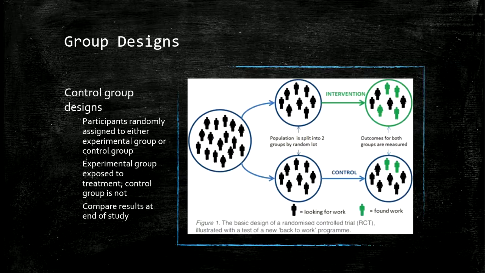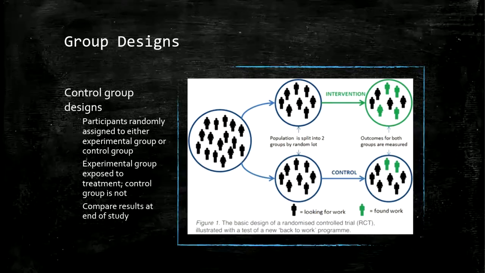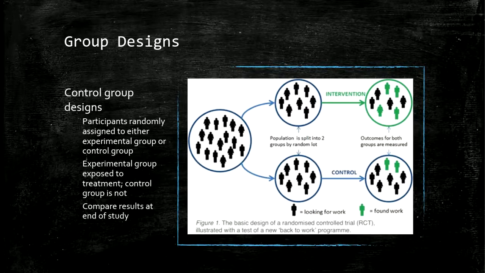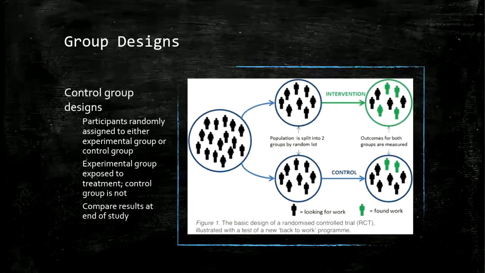So the first type of experimental research we'll talk about is group designs, specifically control group designs. Here, participants are randomly assigned to either the experimental group or the control group. The experimental group is exposed to some type of intervention. The control group is not exposed to the intervention. At the end, you compare the control group and the experimental group on whatever your outcome variable is.